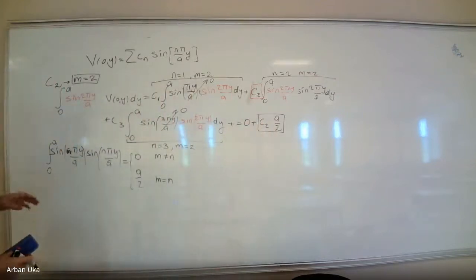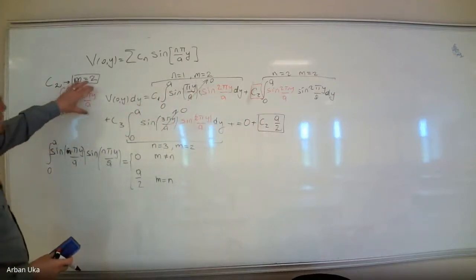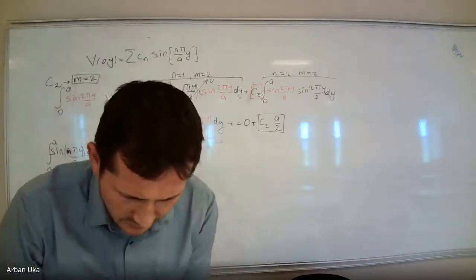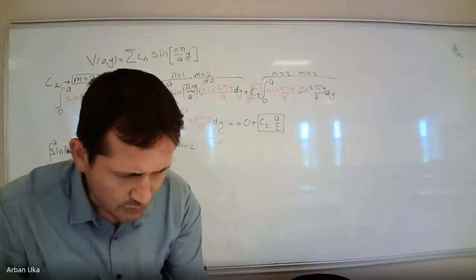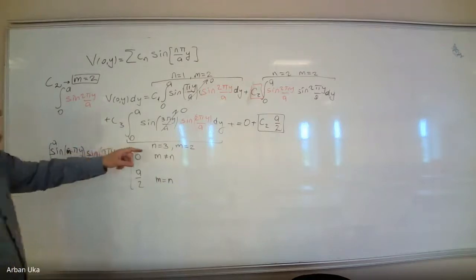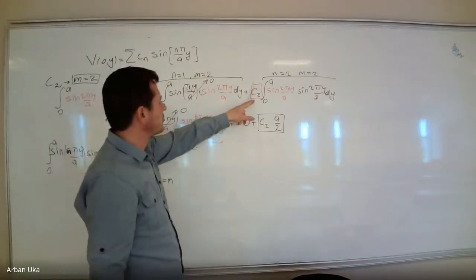Now what remains for us is just to calculate this integral and then substitute for C2. So this is why the orthogonal functions are useful. Sine and sine, they are harmonic functions, they are orthogonal. That's why they are easy to work with whenever we want to determine these types of coefficients.